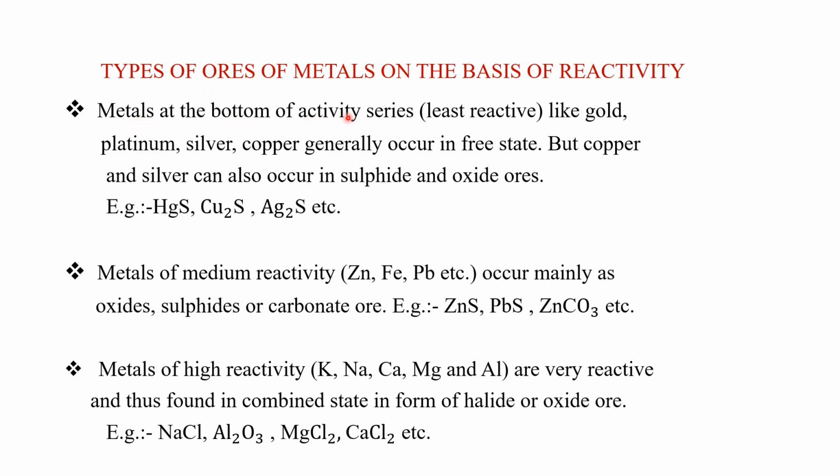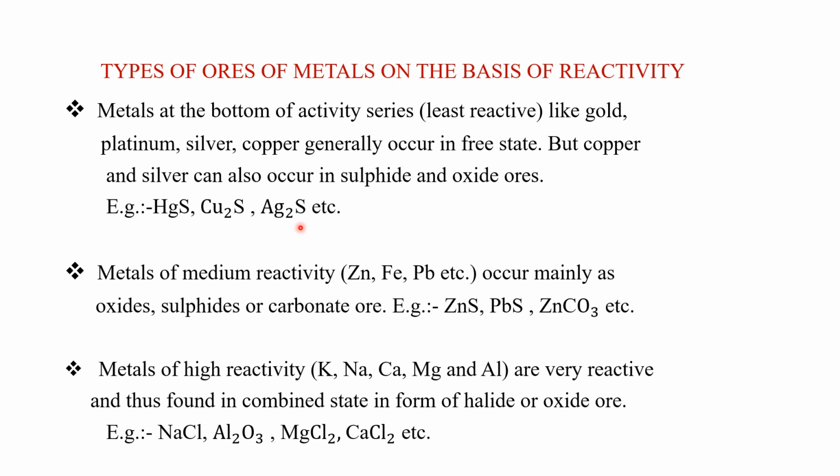One, metals at the bottom of the activity series, or you can say the least reactive metals, like gold, platinum, silver, and copper, generally occur in the free state. That means they will not exist in compounds. But copper and silver can also occur in sulfide and oxide ores. Okay, why? Because they are slightly reactive, they react with either sulfur or oxygen and form their corresponding sulfide and oxide.